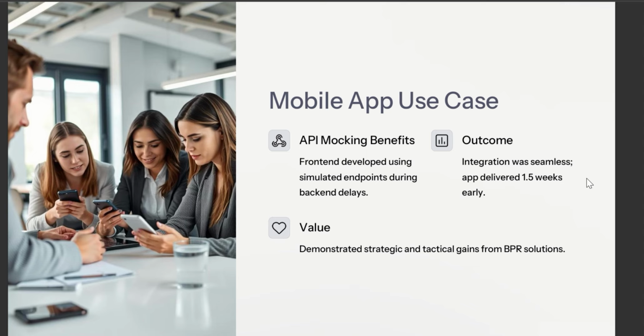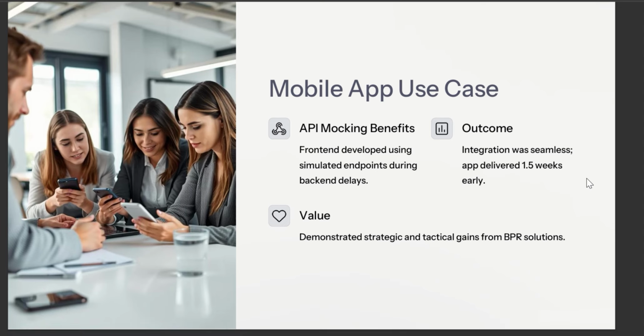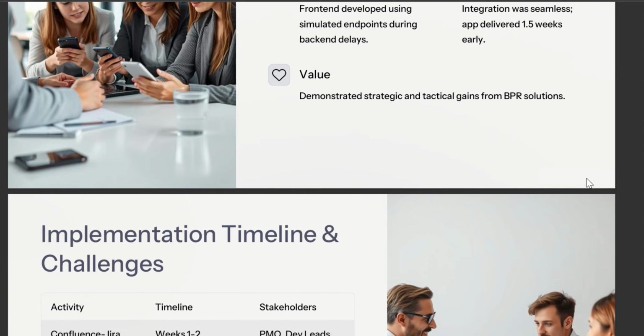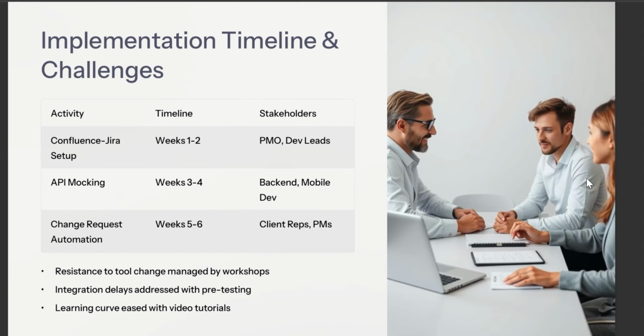The outcome was that the integration of front end with back end was seamless, and there were no delays. The app was delivered 1.5 weeks earlier than our estimated time. Here's a timeline that shows our implementation: the Jira setup, API mocking, and change request automation.